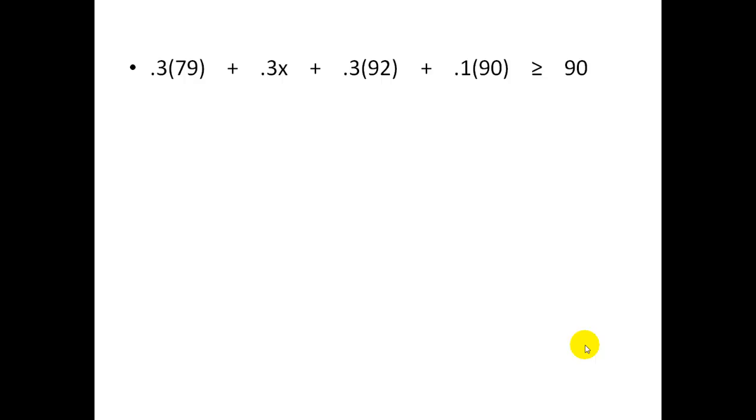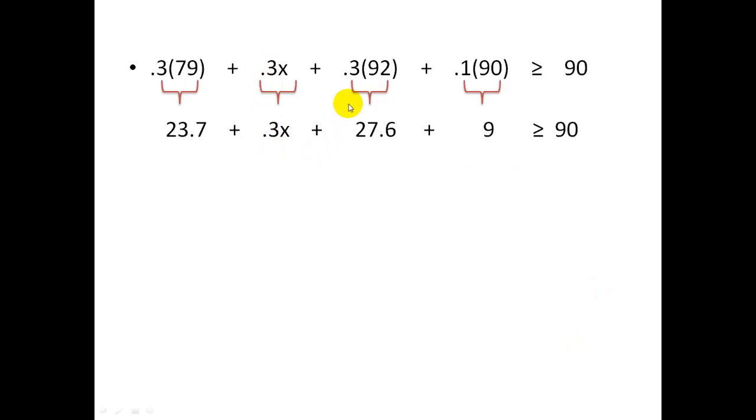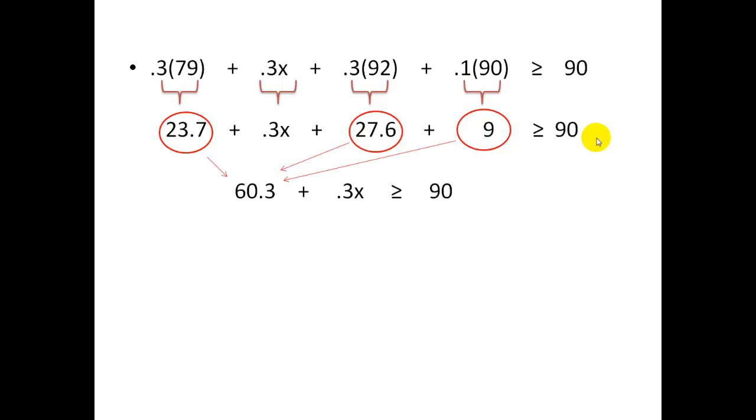So this is the same equation. I'm just going to do the multiplication. So 0.3 times 79 is 23.7. 0.3x is just 0.3x. 0.3 times 92 is 27.6. And 0.1 times 90 is 9. Everything else has just been brought down. Next, I identify that I have like terms, these constant terms, and I'm going to add them together. They add to 60.3, and I just bring the rest of the equation down. So 60.3 plus 0.3x is greater than or equal to 90.